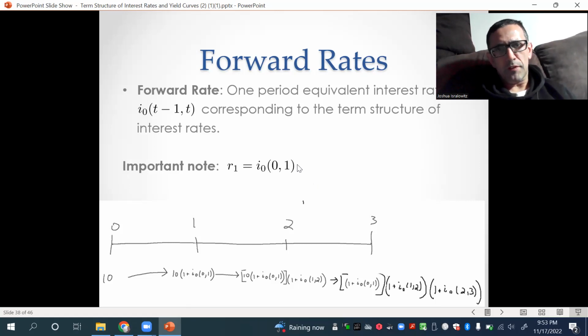So, if you're being astute, you should recognize that the 1 year spot rate is exactly I0, 0 to 1. The 1 year spot rate is the interest rate you get if money sits in this account for 1 year if you invest it now. Well, that's exactly what I0, 0 to 1 is. It's the interest rate if you invest now from 0 to 1.